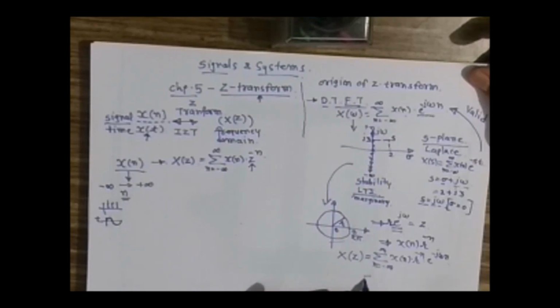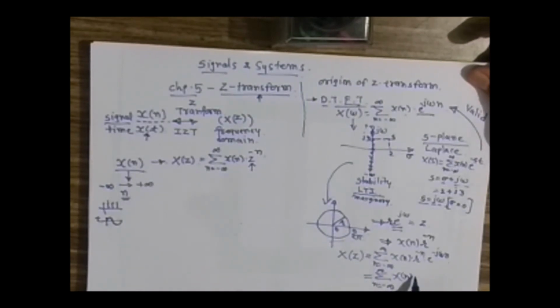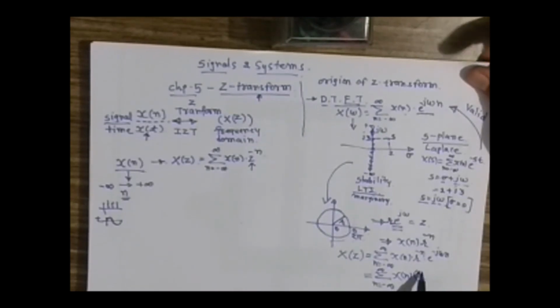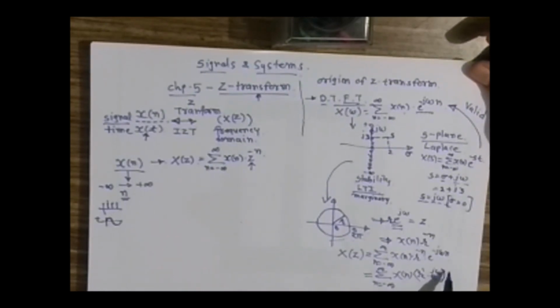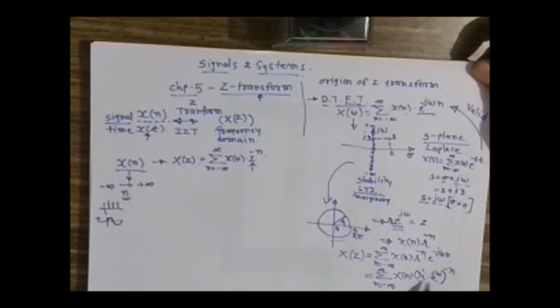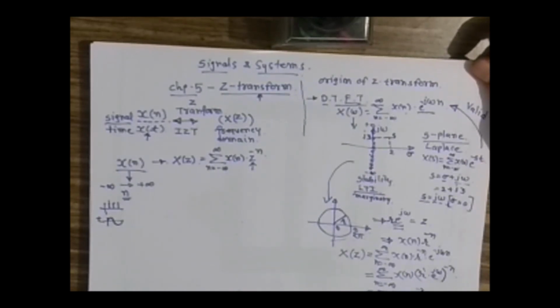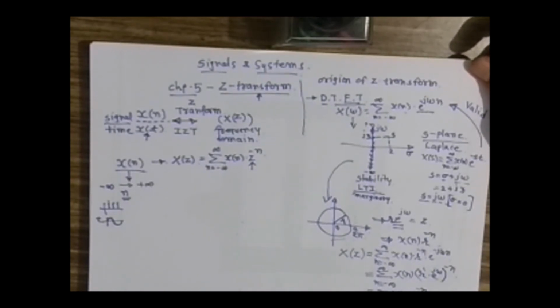So now, considering the r raised to minus n and e raised to minus j omega n has the common power. Now that common power is known as x of n and r raised to 1 into e raised to j omega. If we separate it out, then it will become e raised to j omega raised to minus n. And we have considered r into e raised to j omega as z. So this now will become the summation x of n z raised to minus n. So n is equal to, again the limit is the same, minus infinity to plus infinity.